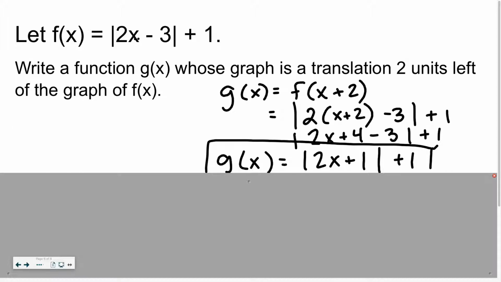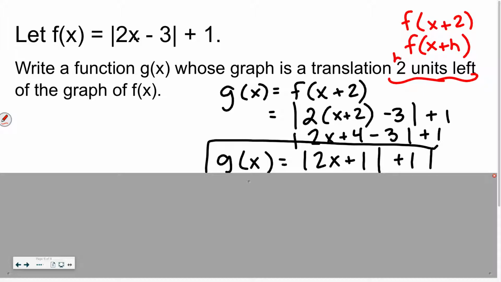Questions? Yes, Maddie. So where is that? I'm just confused where you're getting that 2 plus 2 from the x. Good question.